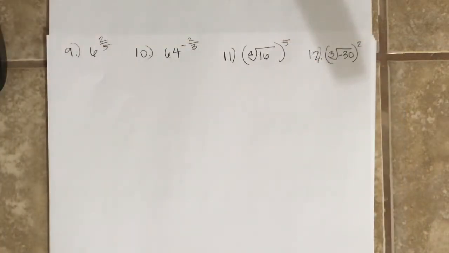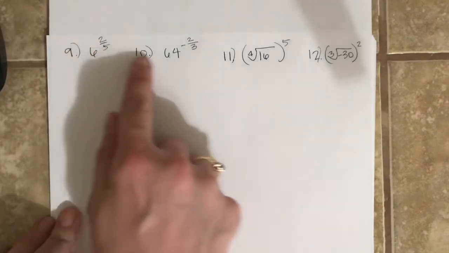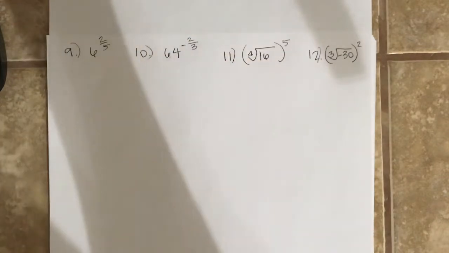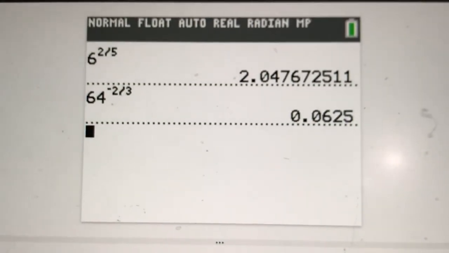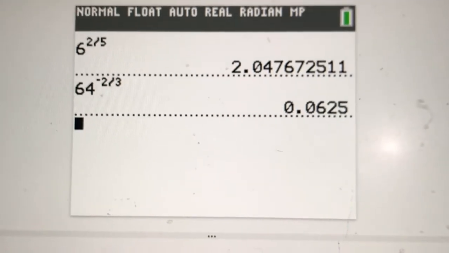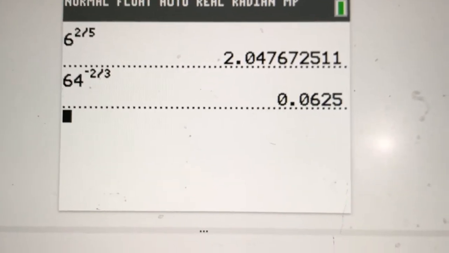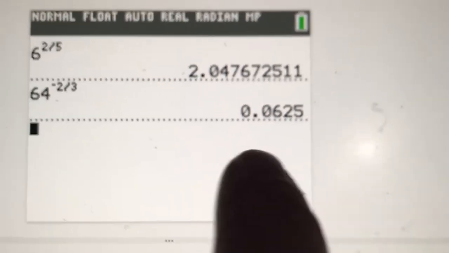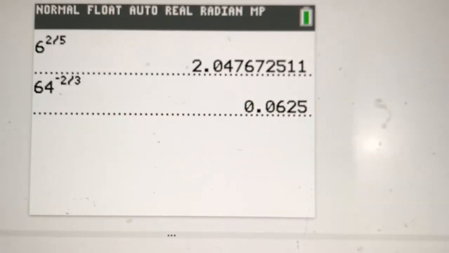Numbers 9 through 12, you're told to do in the calculator and round when necessary. So you want to put these in the calculator exactly as you see them. Okay, so 9 and 10, I've just put into the calculator. So 6 to the 2/5 is about 2.05. 64 to the negative 2/3, that's an exact number, so we don't need to round.